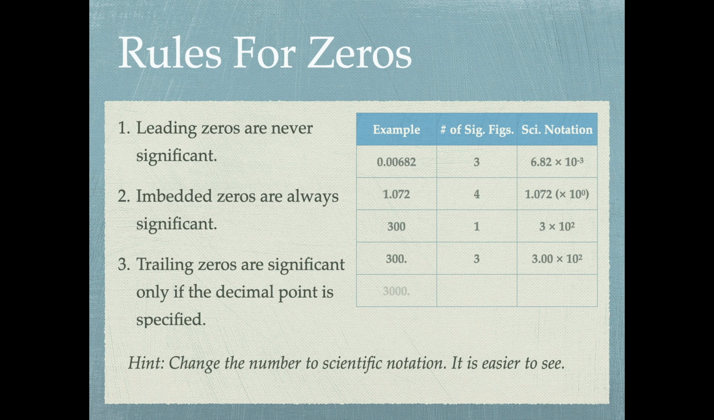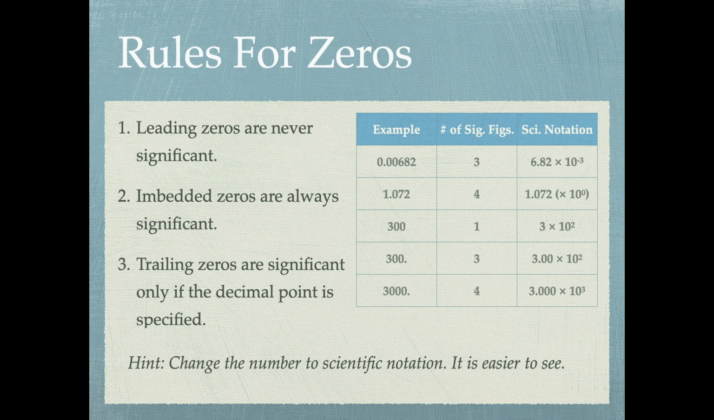What if I had this? Same thing, right? There's 4 sig figs. So my corresponding scientific notation needs to be 3.000 times 10 to the 3. Hopefully some of that makes some sense.